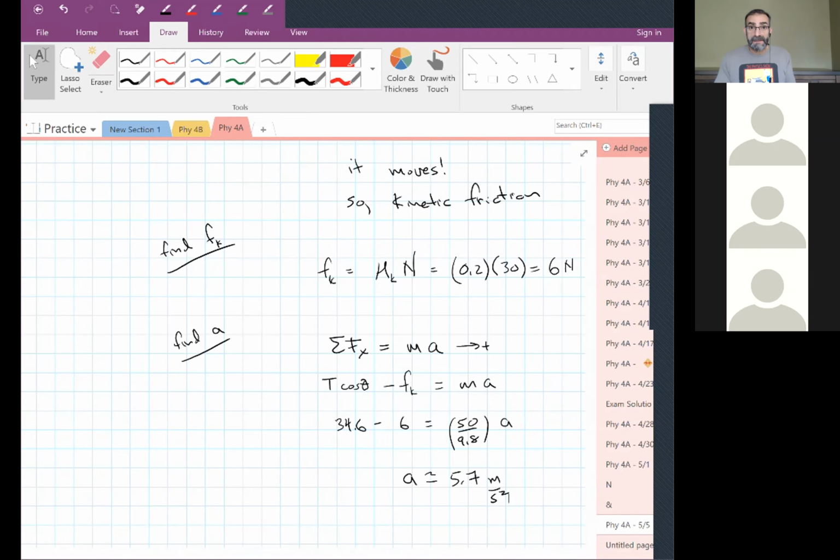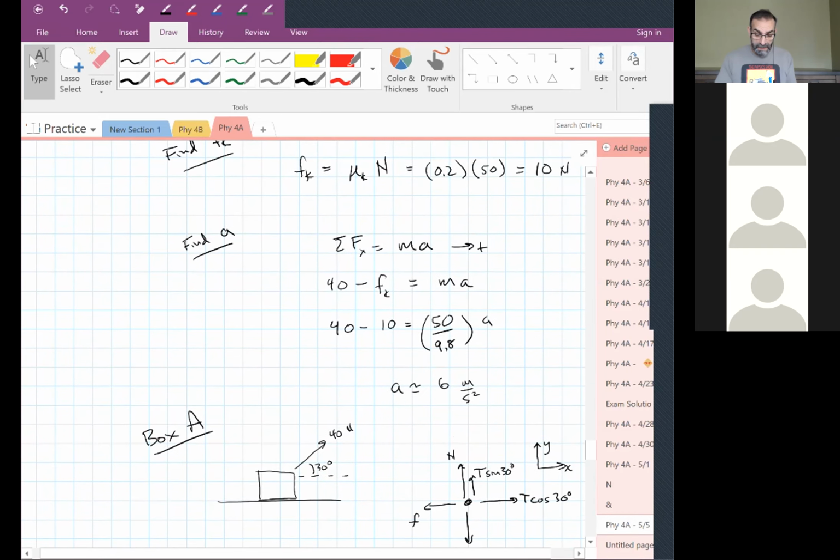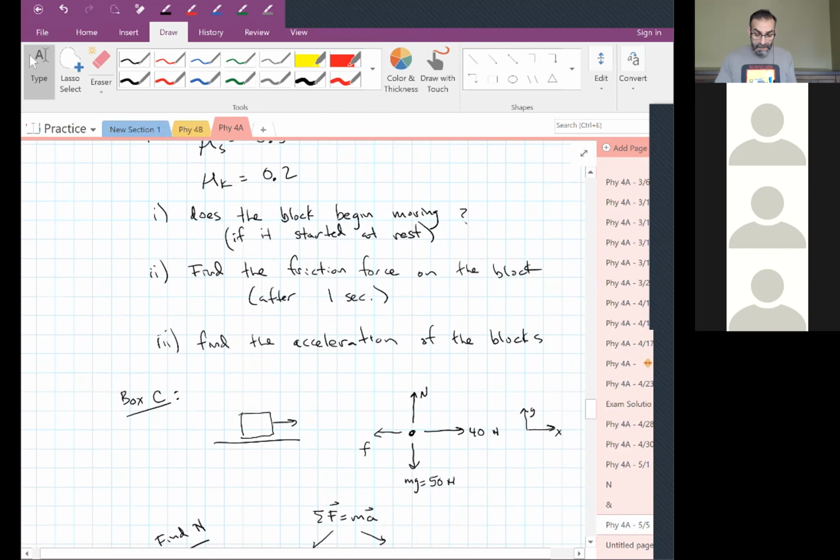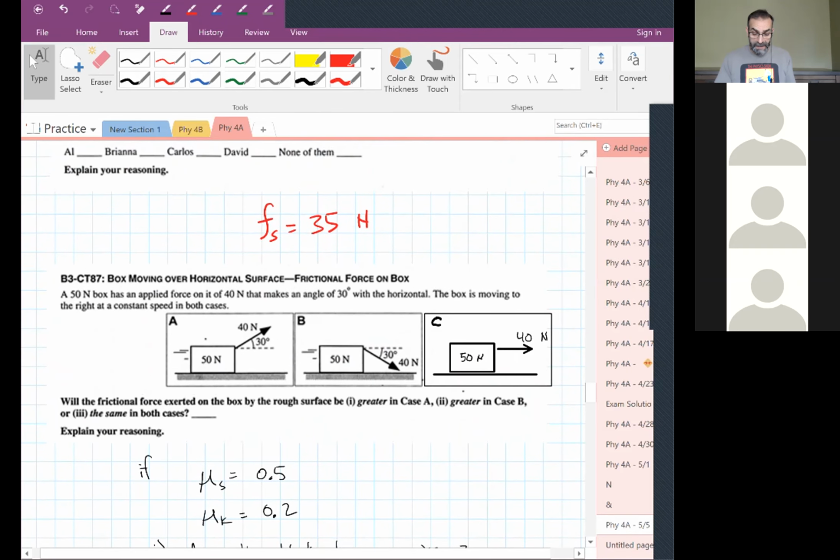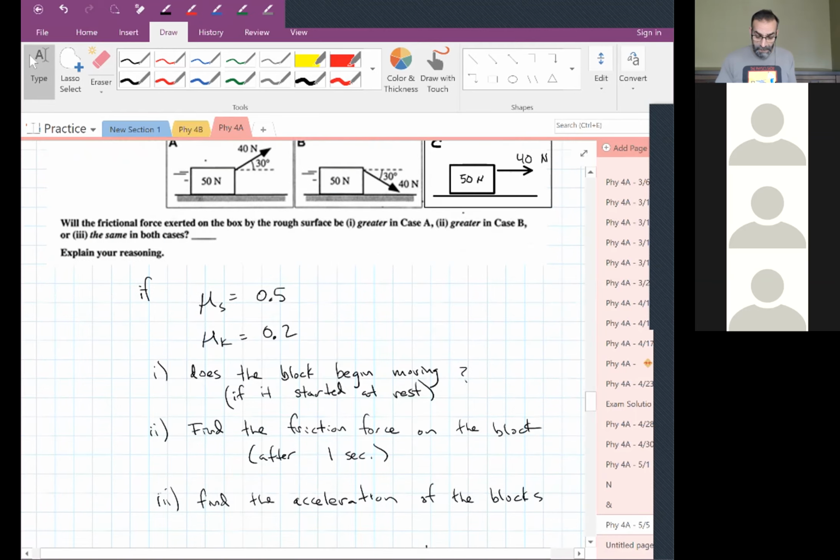Okay, so there's one more here for you to do at home. Box B, but this is a good way to think about things. You know, is it going to start to move? Yes or no? If it does move, what's the friction going to be? If it doesn't move, what's the friction going to be? Things like that.